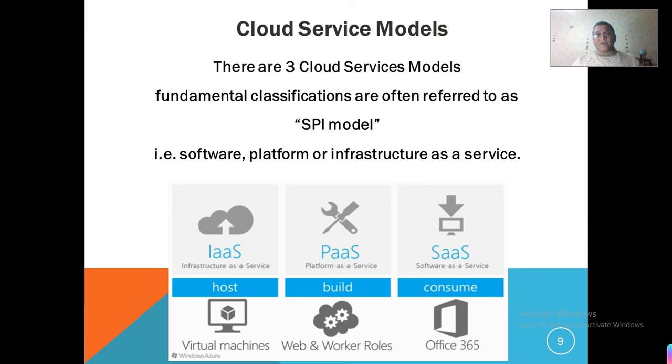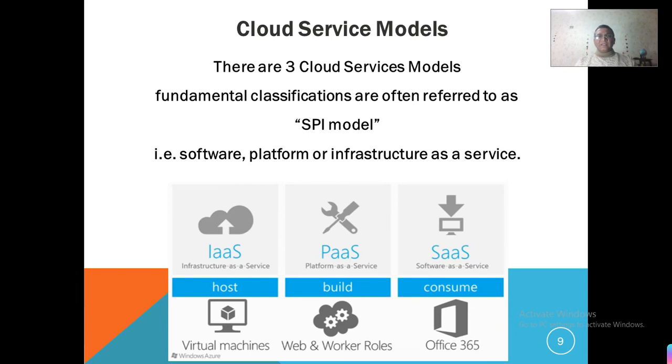So there are basically three service models in cloud computing. These service models are called SPI. S stands for SaaS, P stands for PaaS, and I stands for IaaS model. At this point of time, we only have to know that there are three service models in cloud computing. Later we will have a full discussion, a full lecture, on all these different kinds of service models.